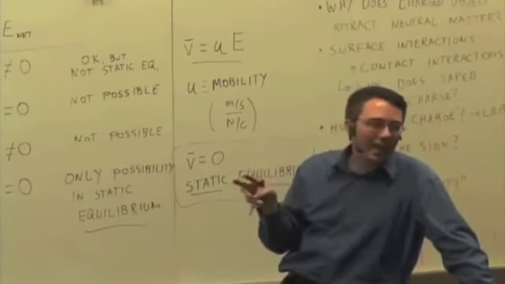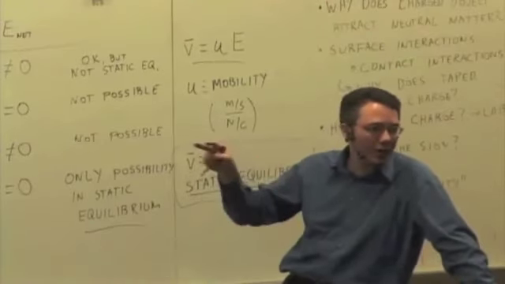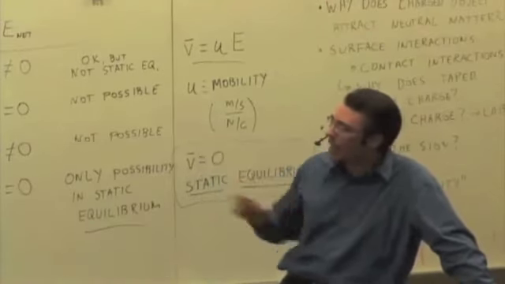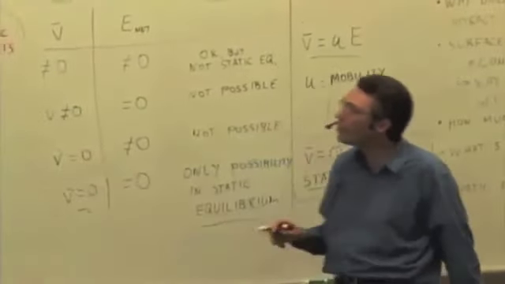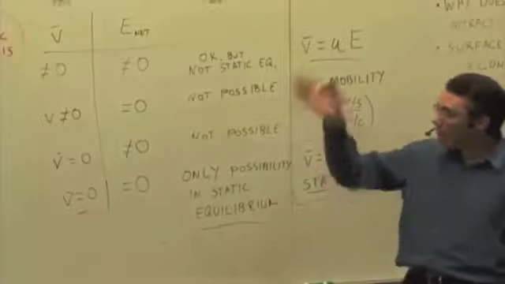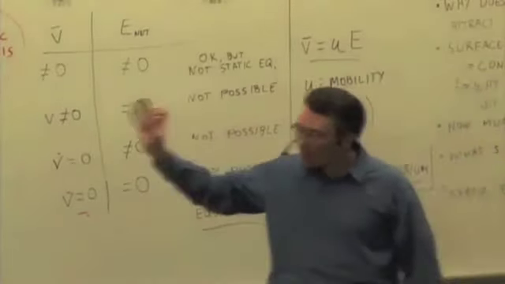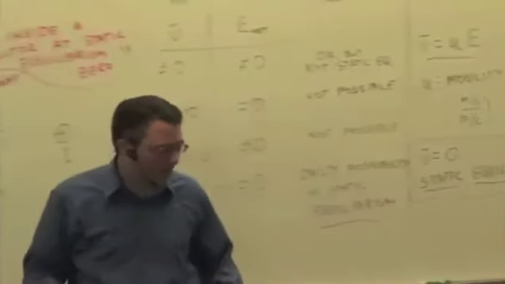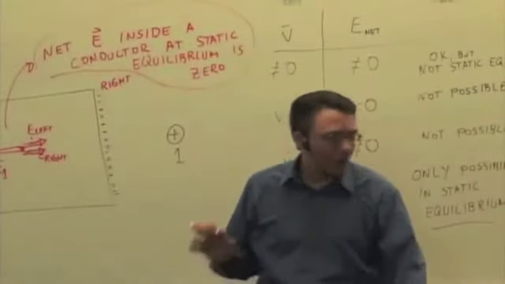We're talking about static equilibrium, not cases like in a circuit, as we'll see later on, where there are charges moving continuously. We're talking about a static equilibrium situation, so V is equal to zero. V bar, I should say, is equal to zero. And the net electric field is equal to zero. That encapsulates a lot, but it's extremely important to understand. Questions?